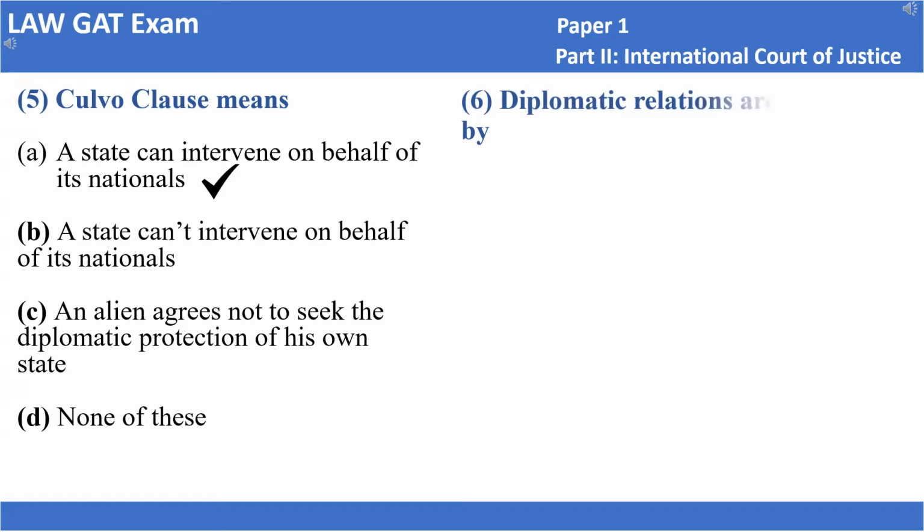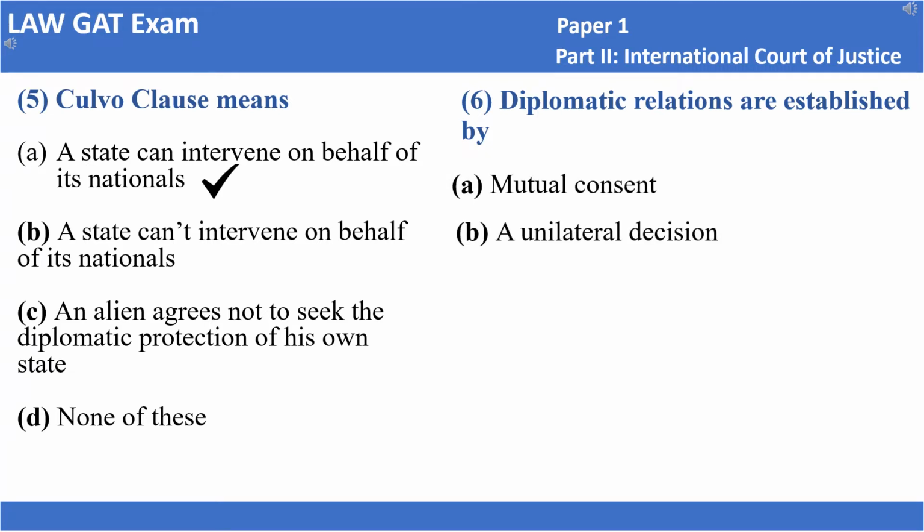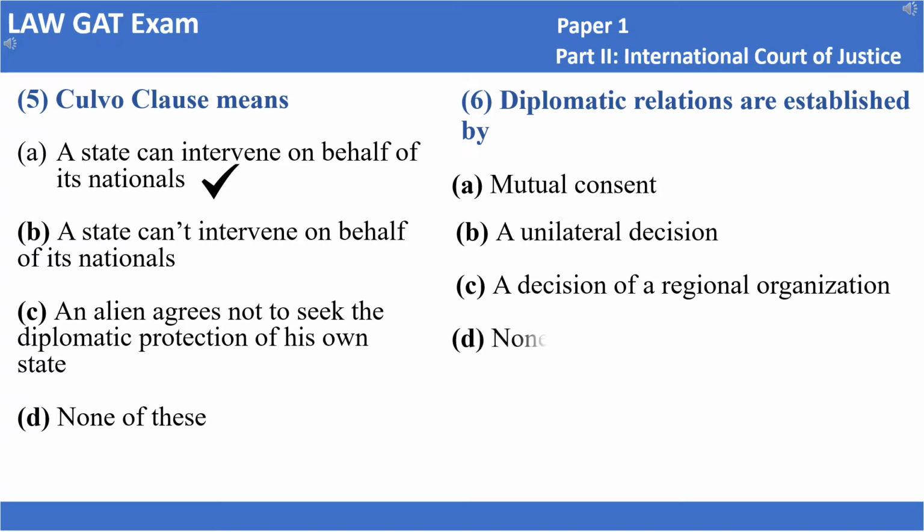Diplomatic relations are established by option A, mutual consent, option B, a unilateral decision, option C, a decision of a regional organization, or option D, none of these. The correct answer is option A, mutual consent.